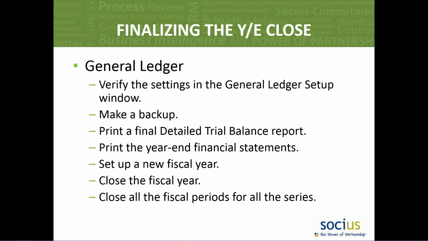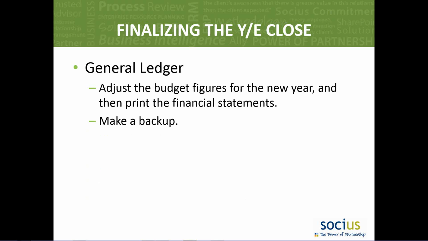Make sure that you verify the settings in the general ledger setup. So that's where we talk about posting to history, etc. Make a backup, print a final detailed trial balance, print your year-end financial statements, then you go in and set up your new fiscal year, and then you close the fiscal year. And you can close all fiscal periods for all the series. Also, adjust the budget figures for the new year, and then print the financial statements.